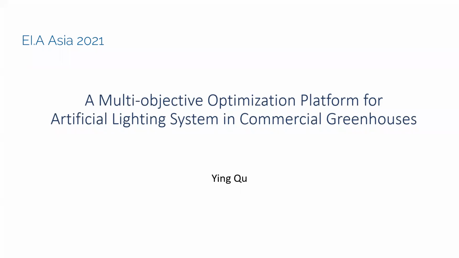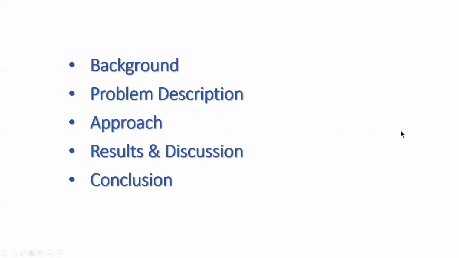So, hi everybody. The title of this paper is a multi-objective optimization platform for artificial lighting system in commercial greenhouses. And I'm Jing. So this presentation is divided into these 5 parts.